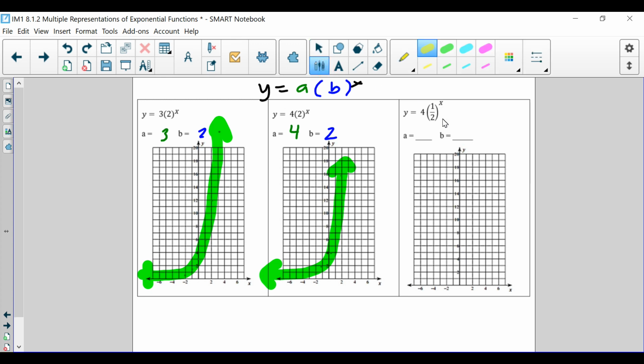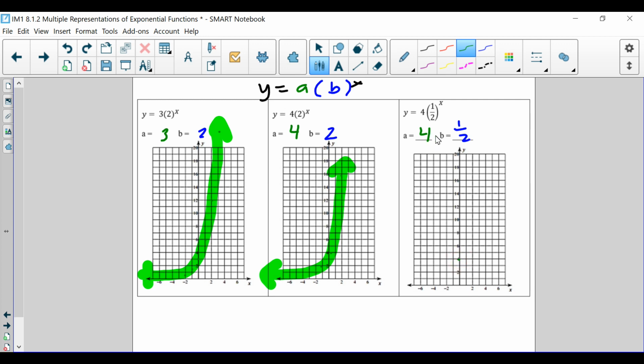What happens if we have a value or multiplier that is a fraction? Well, let's figure that out. First of all, we've got to write down what our a value is. Our a value is 4, also known as our y-intercept. Then we've got half as our b value. So first of all, 0, 4 is here. Our y-axis is here.